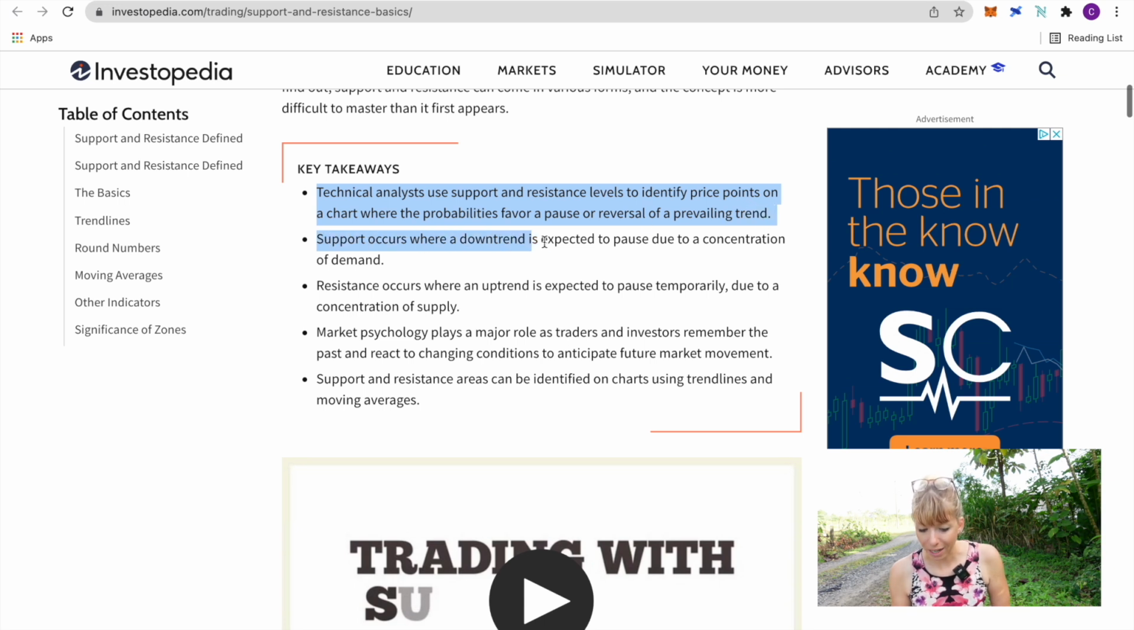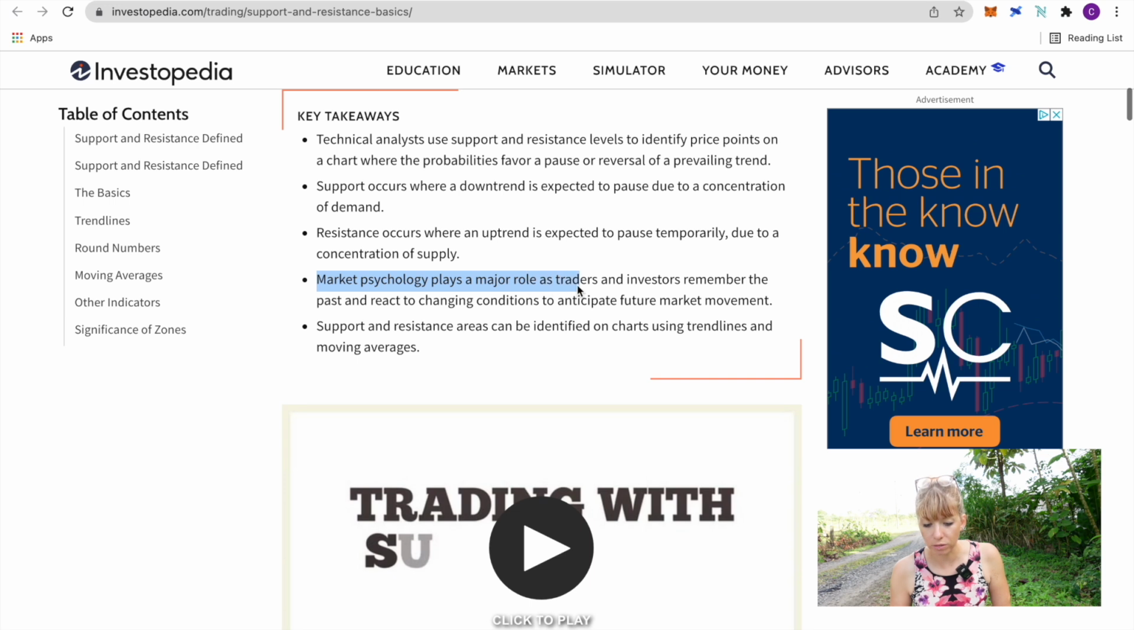Support occurs where a downtrend is expected to pause due to a concentration of demand. Resistance occurs where an uptrend is expected to pause temporarily due to concentration of supply. Market psychology plays a major role as traders and investors remember the past and react to changing conditions to anticipate future market movement. Support and resistance areas can be identified on charts using trend lines and moving averages.